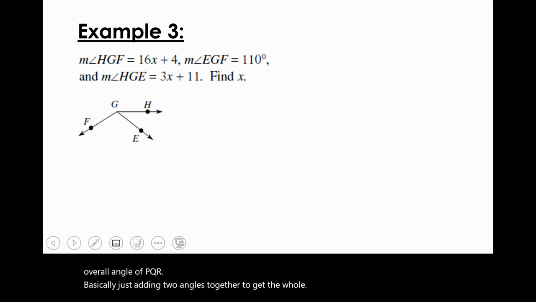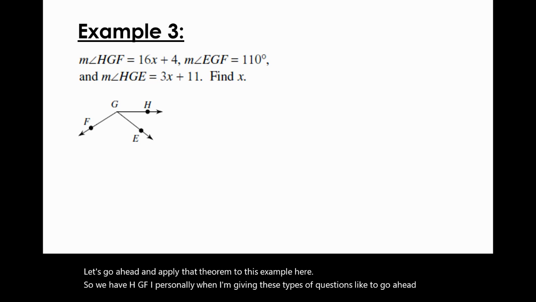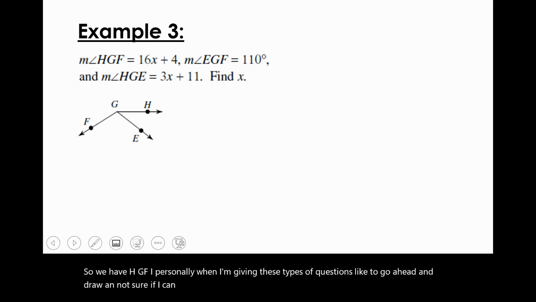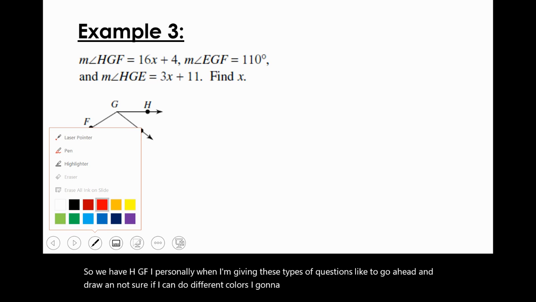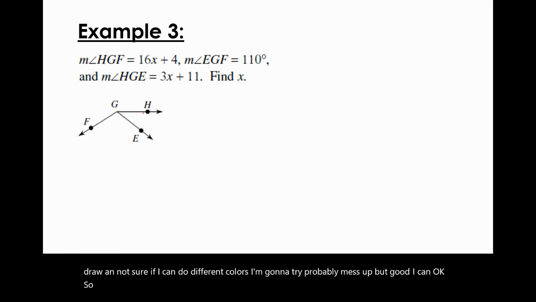Let's go ahead and apply that theorem to this example here. So we have HGF. I personally, when I'm given these types of questions, like to go ahead and draw. I'm not sure if I can do different colors. I'm going to try, probably mess up, but oh good, I can. So I know that HGF, this entire thing here, is going to be 16x plus 4. I'm going to write it really small.